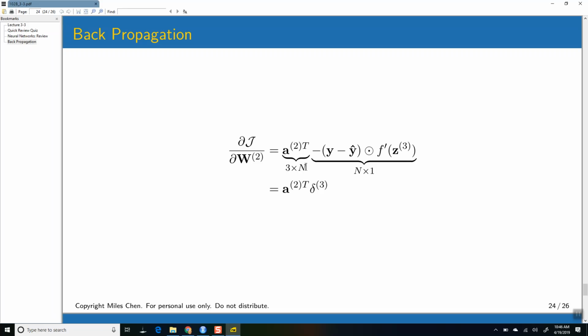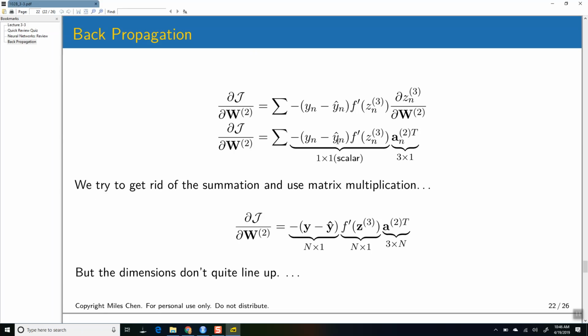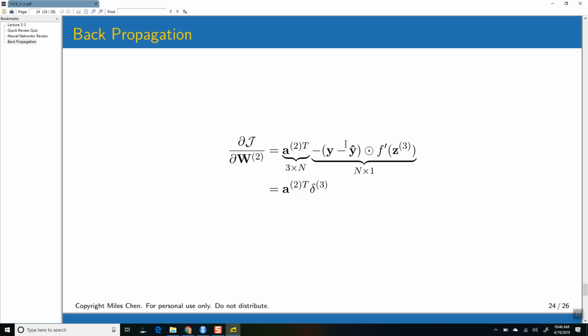If we think about what's happening here, we've got n values going on and we're adding them up. This is going to be a weighted sum of all of these elements in n. So each of our n observations will contribute towards the gradient with respect to W2.